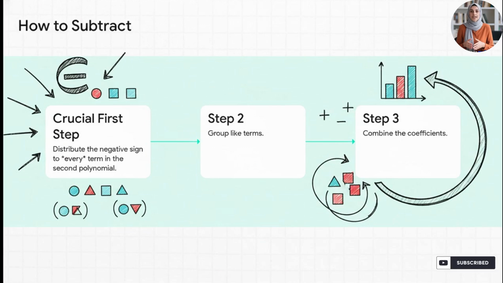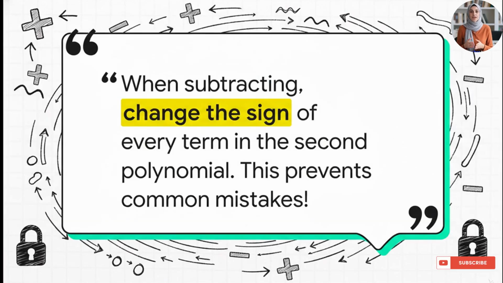Now, subtraction is almost identical, but it has one critical first step that trips up so many people. You have to distribute that negative sign to every single term in the polynomial that you are subtracting. It flips the sign of everything inside those second parentheses. As soon as you do that, it just becomes an addition problem. Let's just lock this in because this is probably the number one place where mistakes happen. Always distribute that negative sign first. Make it a reflex. I promise it'll save you a ton of points on your next test.